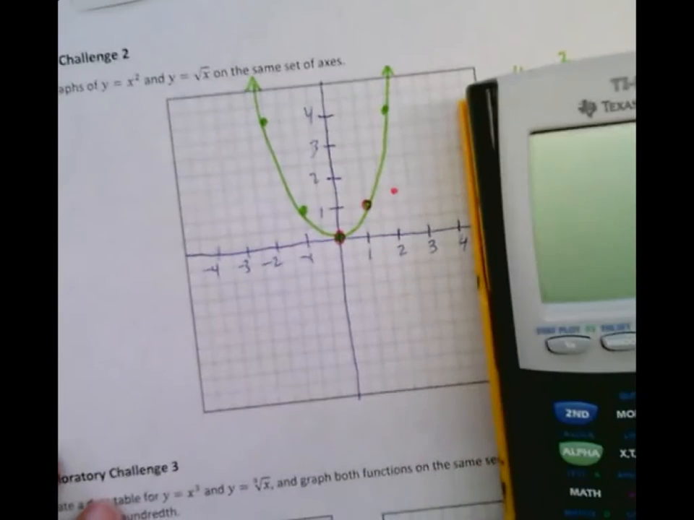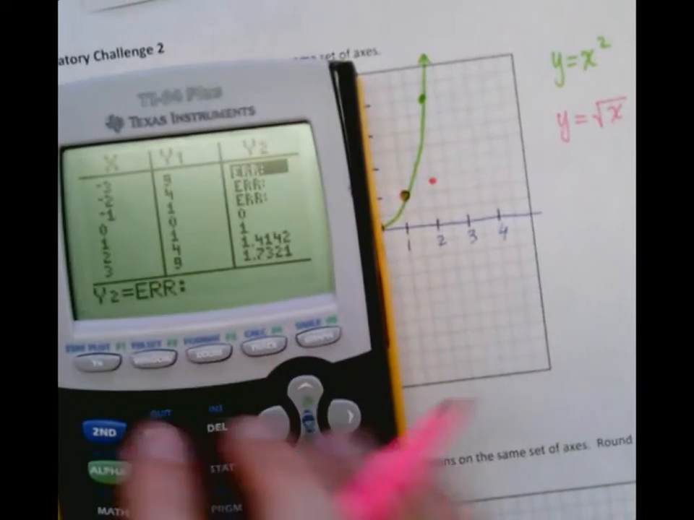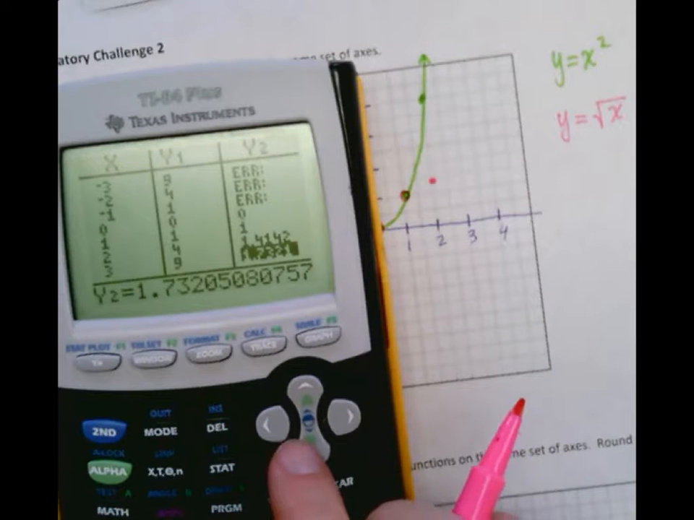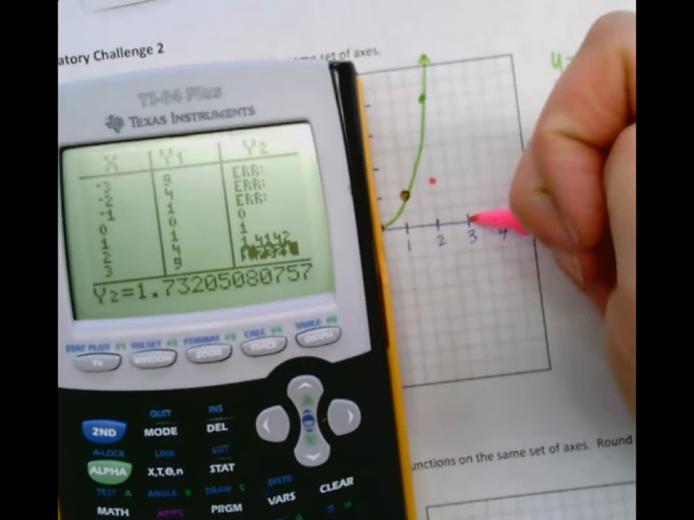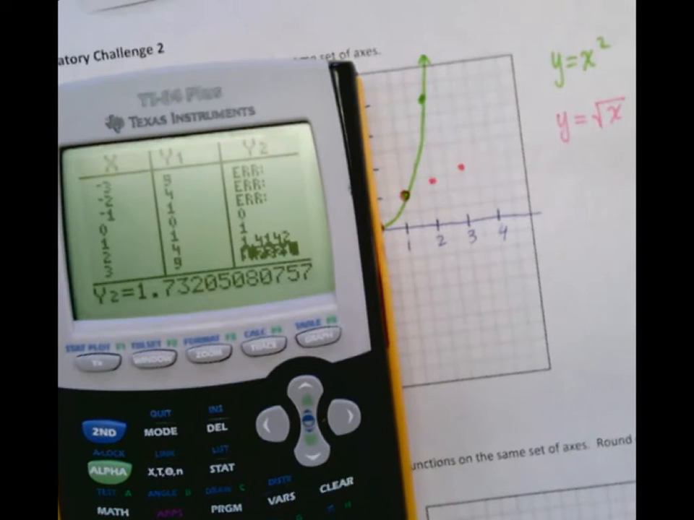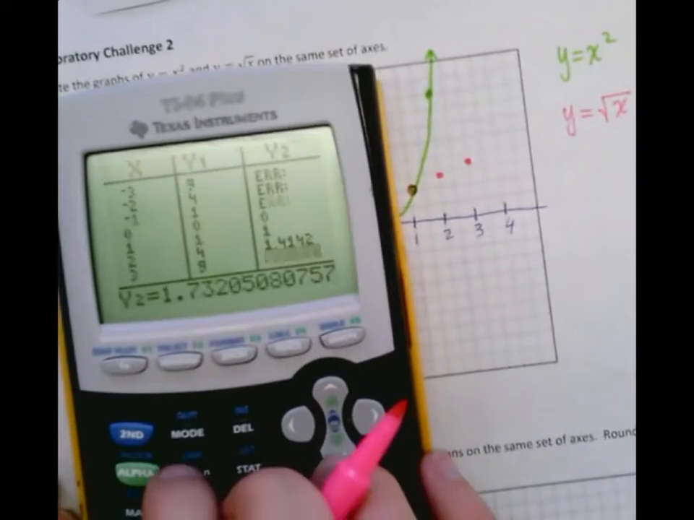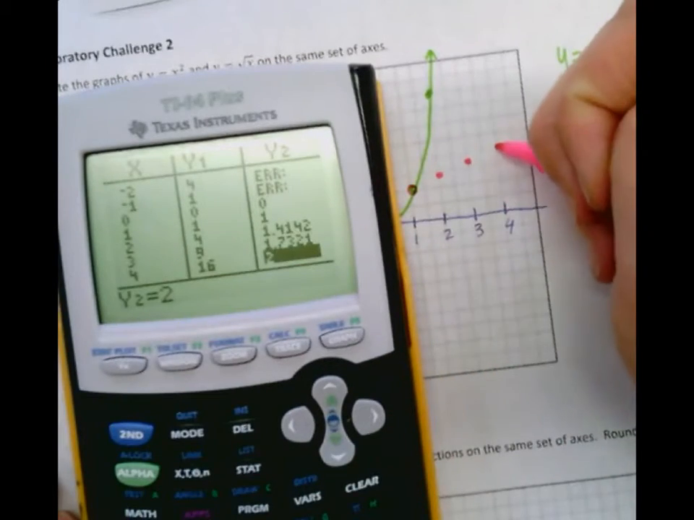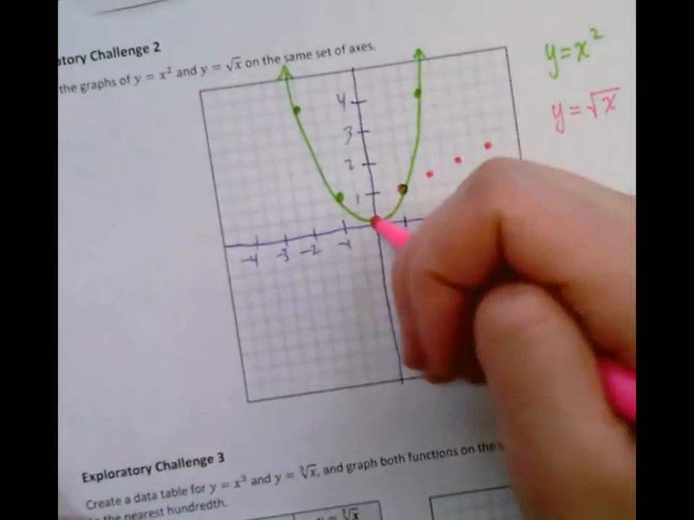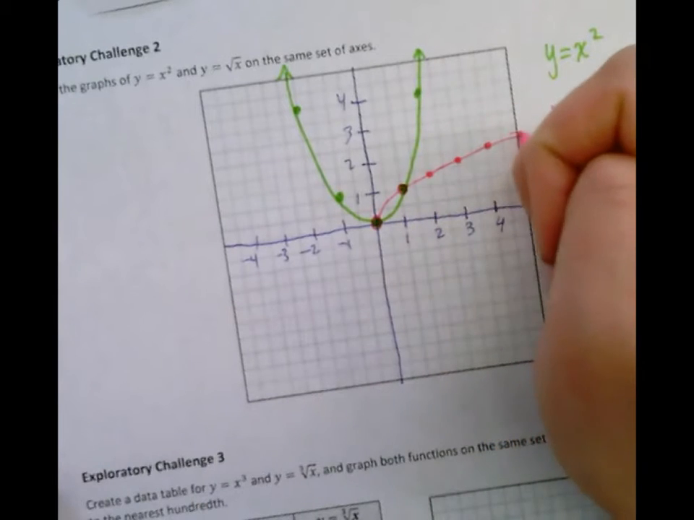So I might want to grab a couple more values of y for the square root function. So then after 1.41, I have 3, 1.7. So let me plot that 3, 1.7. It's about there. And then the next one is 4, 2, because the square root of 4 is 2. Okay, so now we're getting a better sense of what this looks like. Something like that.